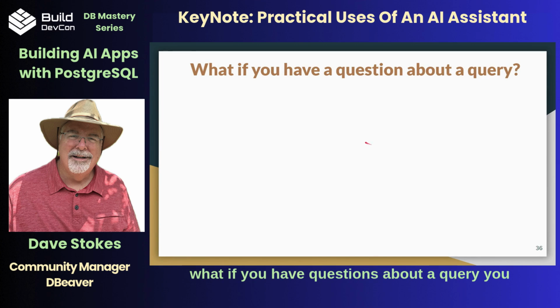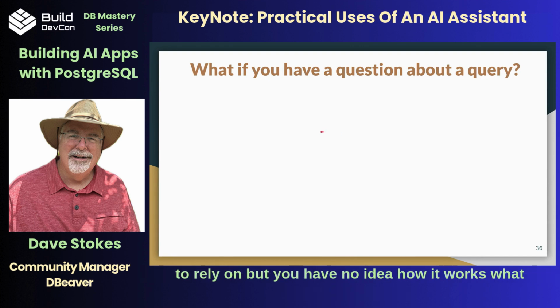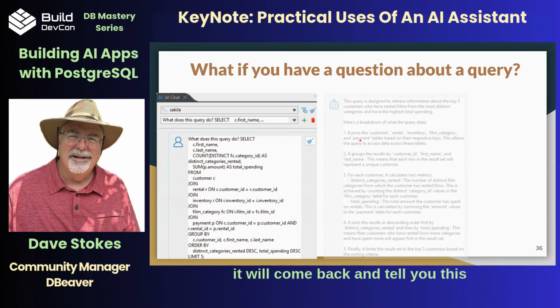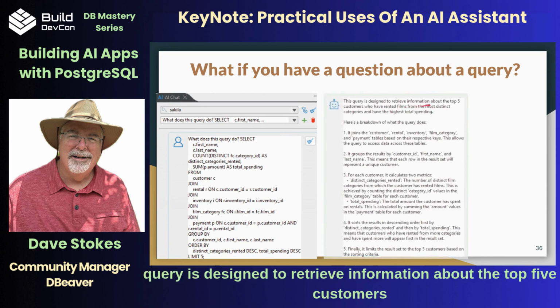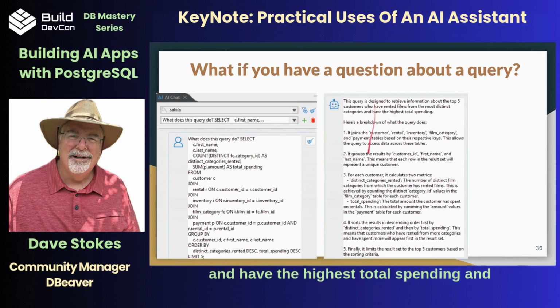Now, what if you have questions about a query? You've inherited something that you run once a quarter that everybody seems to rely on, but you have no idea how it works. What you can do is say, what does this query do? And then paste in the query, and it will come back and tell you this query is designed to retrieve information about the top 5 customers who have rented films from the most distinct categories and have the highest total spending. And it breaks down what the steps are.